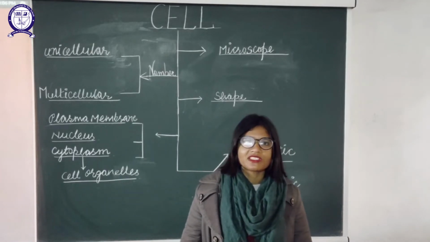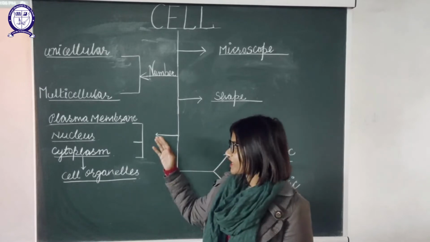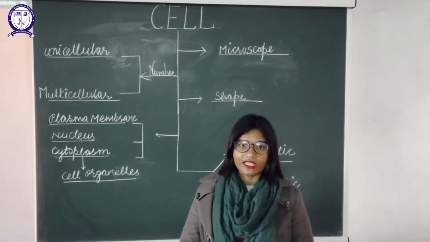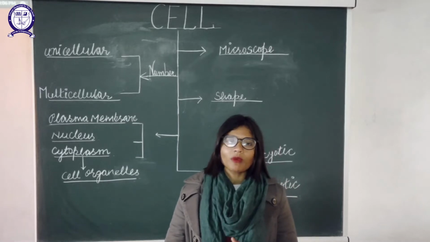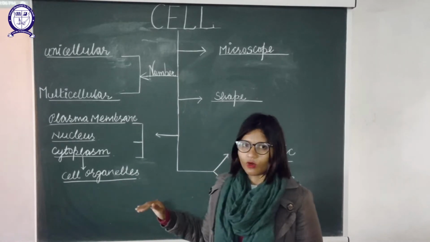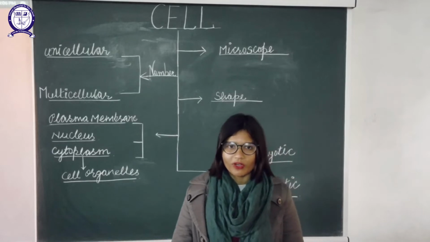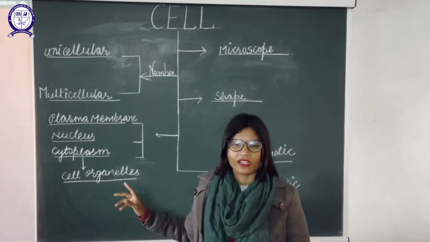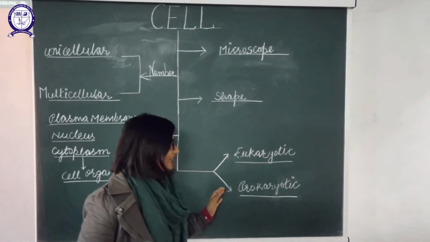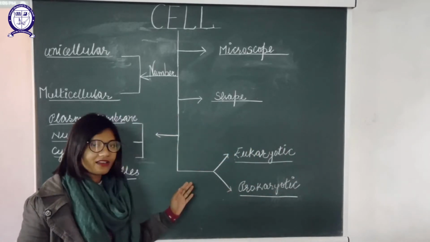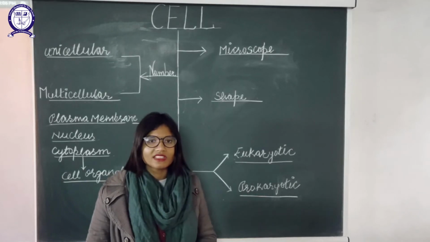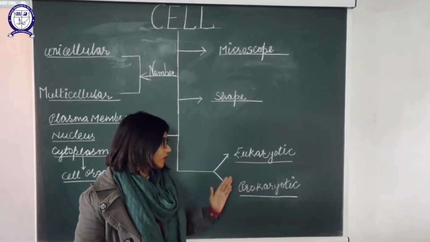The very first, the outer layer of the cell, is known as the plasma membrane, which is also known as the cell membrane. Second is the nucleus, and the gap between the nucleus and the plasma membrane is filled by cytoplasm. All the major components of the cell, which are known as cell organelles, lie embedded in this cytoplasm. Then we can divide the cell into two major categories based on the type of nucleus they have: eukaryote and prokaryote.